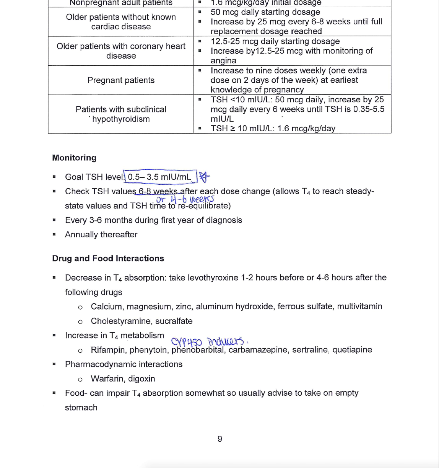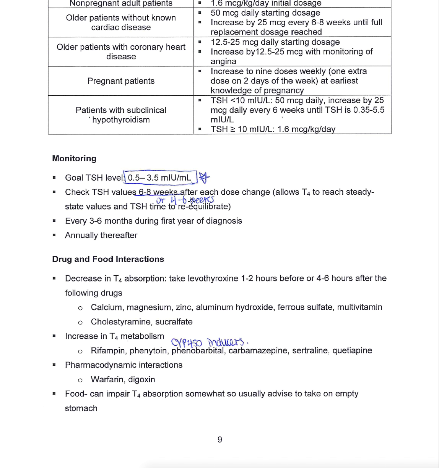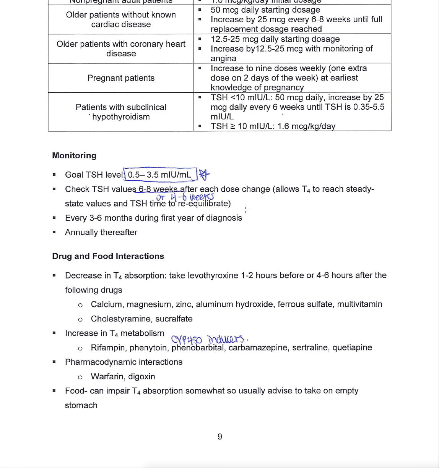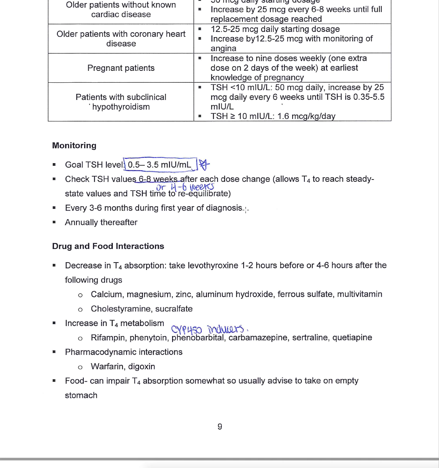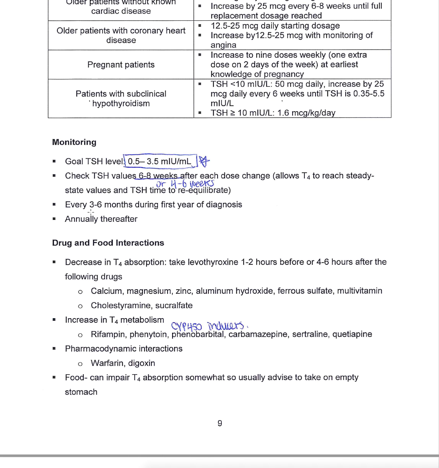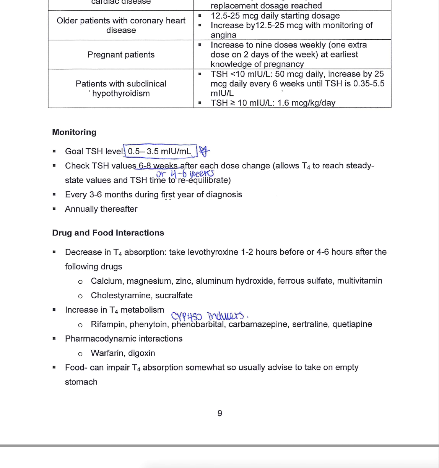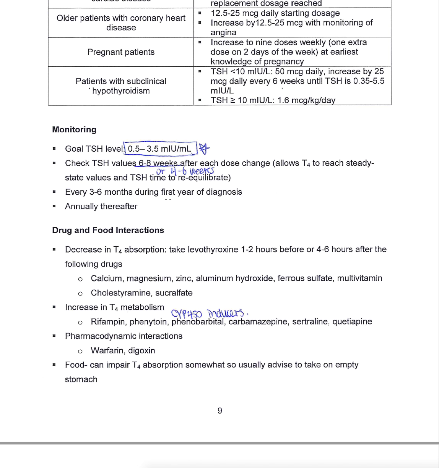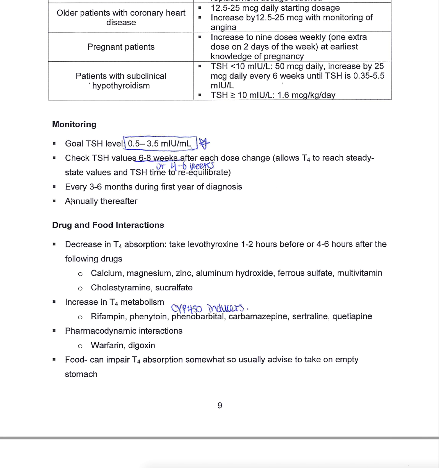Depending on the reference you're looking at, there are going to be some discrepancies, but usually I recommend 6 weeks, kind of in the middle, to wait to get the TSH. And once the patient is stabilized, then we can monitor every 3 to 6 months during the first year, and after the first year, when the patient's TSH is stable, then we can check TSH annually from there on.